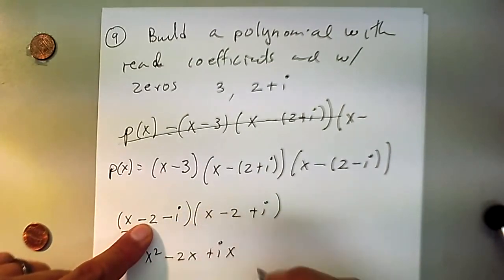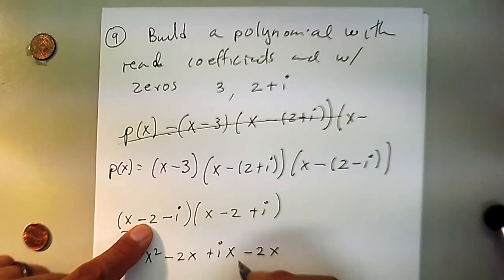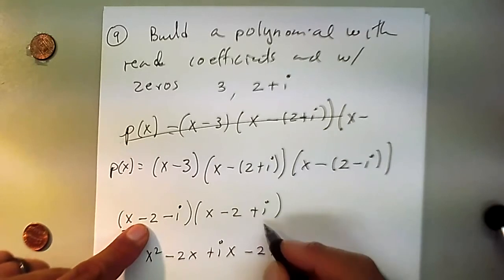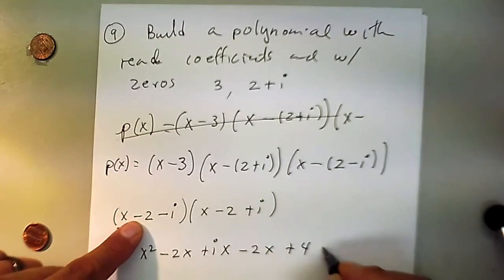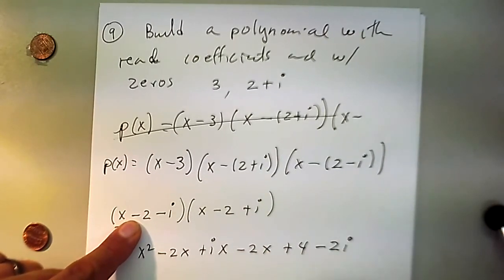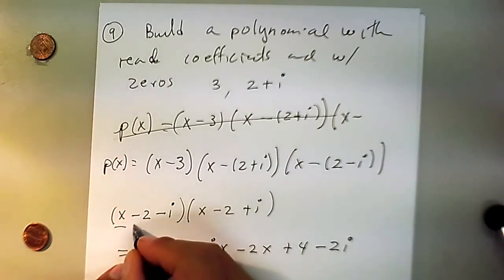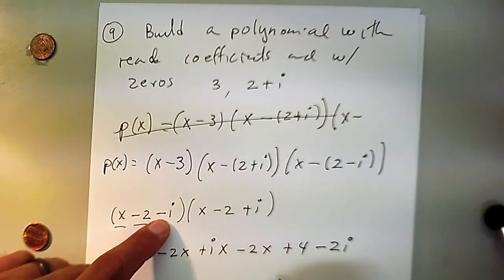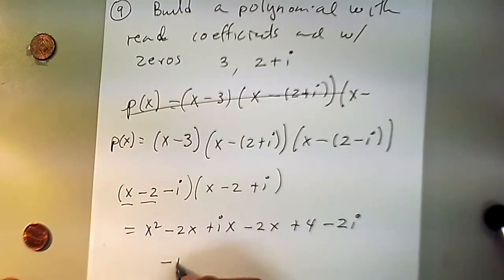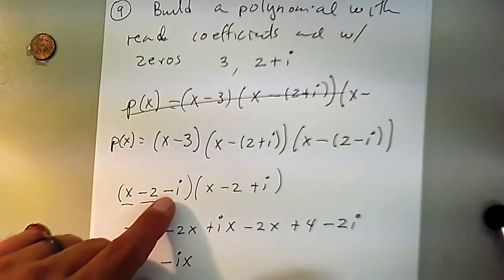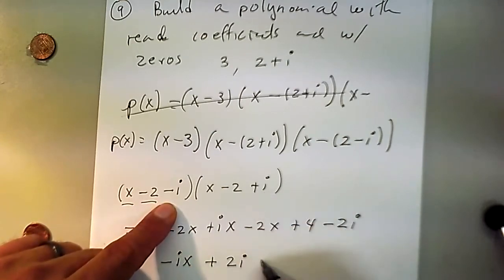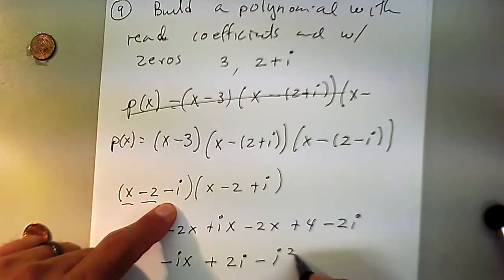Negative 2 times x, negative 2x. Negative 2 times negative 2, plus 4. Negative 2 times i, negative 2i. Okay, the negative 2 is done. Negative i times x, I'm going to continue down here, minus ix. Negative i times negative 2, plus 2i. Negative i times i, negative i squared.